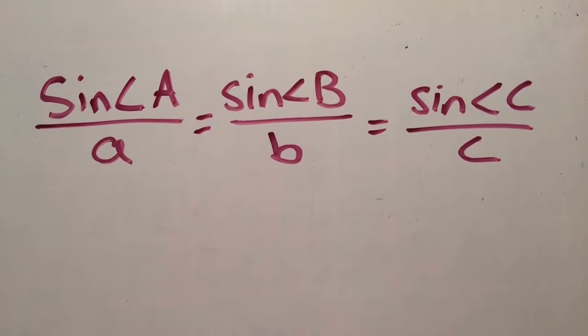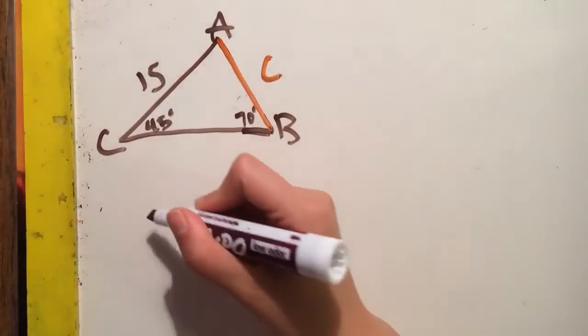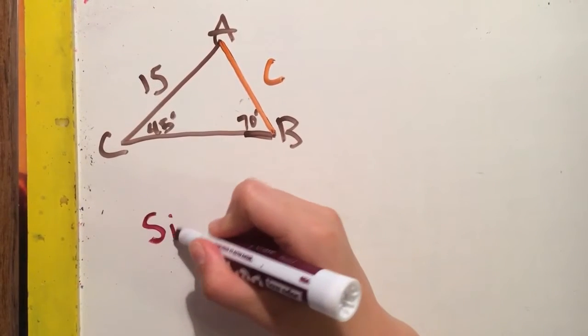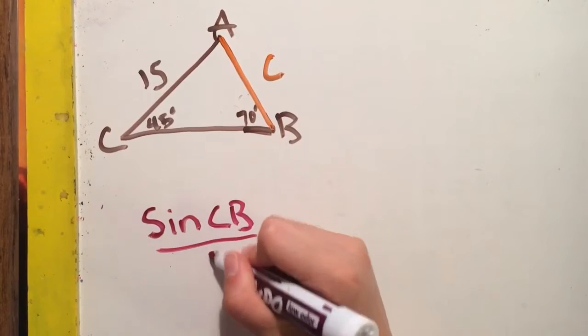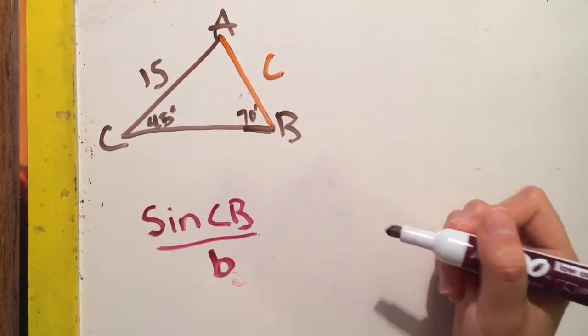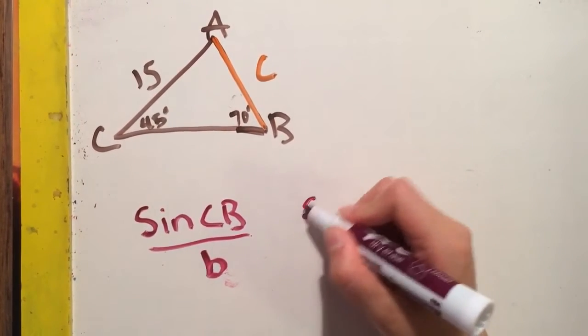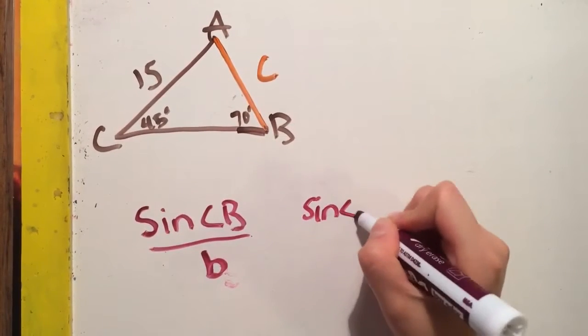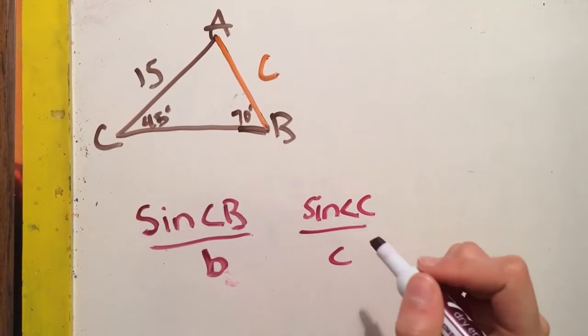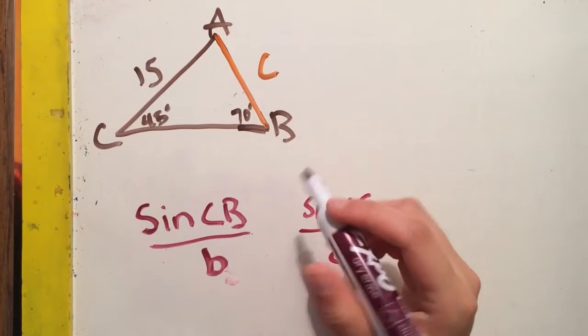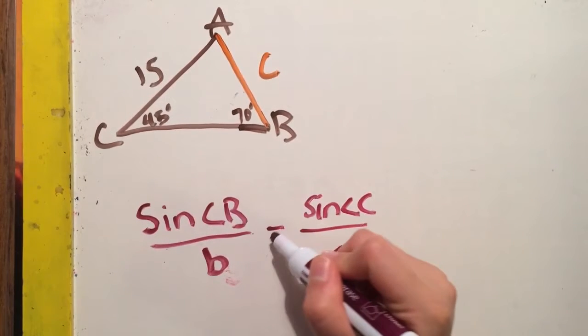So let's take a look at our formula again. We know angle B and side B, so we can use the sine of angle B over B part of the equation. Then we also need to include the part with the side or angle we are looking to solve. We know angle C and we want to know side C, so use sine of angle C over C. Then set these equal to each other.